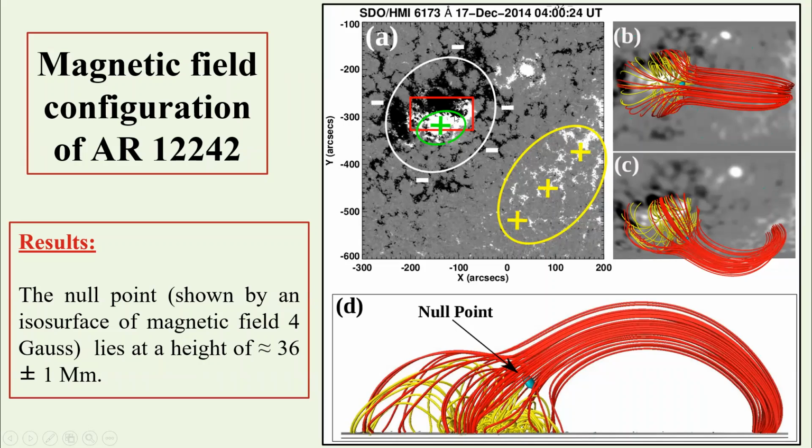And our flux rope is somewhere here inside this magnetic dome structure. In panel D, on the left side is the dome structure, and the right side is called the outer spine structure, which is connecting to the far-away positive polarity.